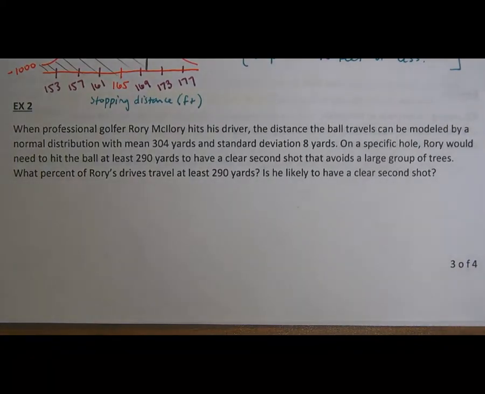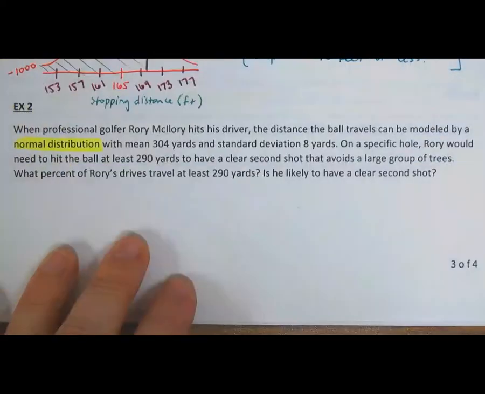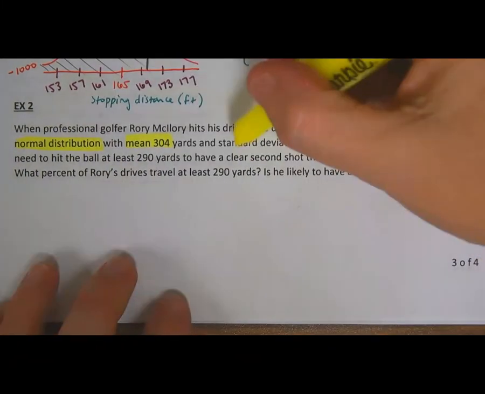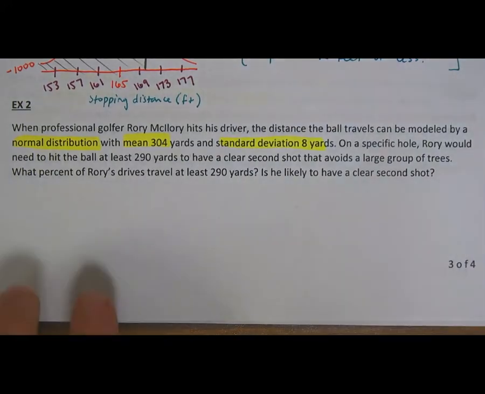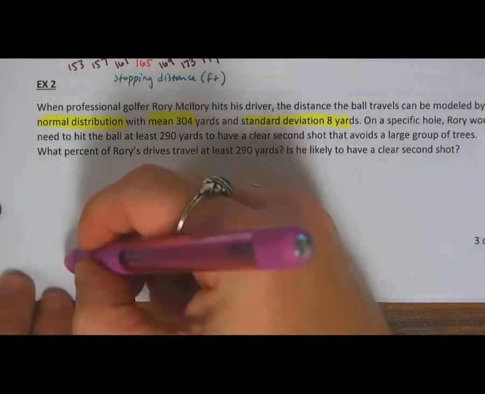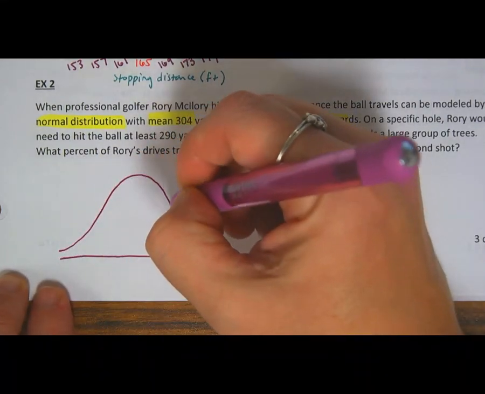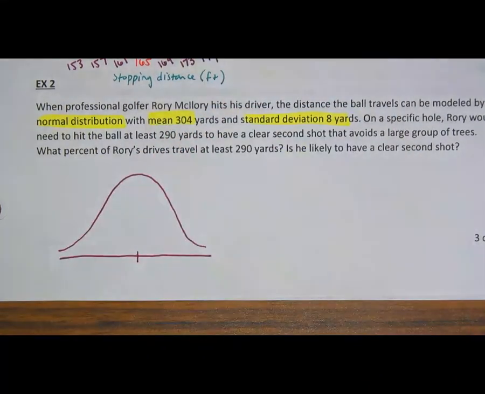When professional golfer Rory McIlroy hits his driver, the distance the ball travels can be modeled with an approximately normal distribution. The mean is 304 yards. The standard deviation is 8. I'm going to stop right there and draw a picture. Drawing a picture is so important that on the statistics AP exam, you don't get full credit unless you've drawn the picture. So that's not a funny little thing Mrs. Lewis wants you to do. It's just a thing that you need to do for these problems.